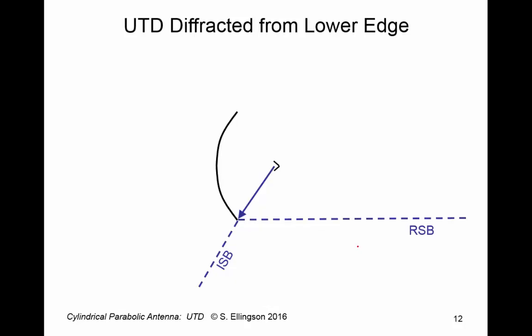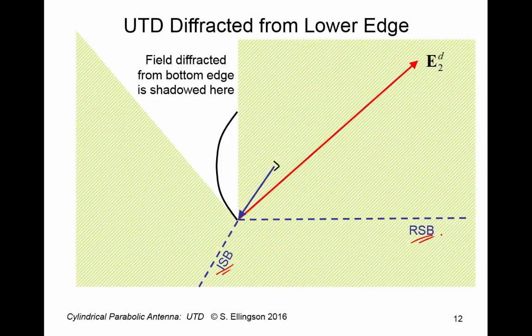Now we can do diffraction from the lower edge. And the considerations are all the same. We have an incident shadow boundary. We have a reflection shadow boundary. We have a region where the diffraction is shadowed. And we'll assume that that isn't important, and it isn't compared to other things that are going on here. But for a completely rigorous solution, we would need to add those at some point.